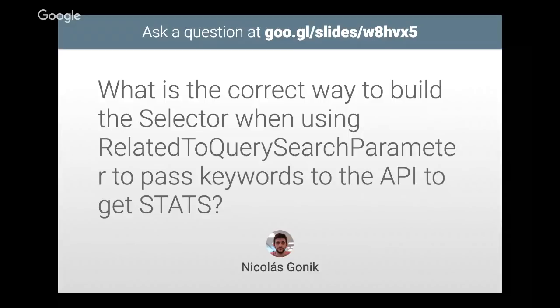Okay, so what is the correct way to build a selector when using the related to query search parameter to pass keyword stats to the API to get stats? Okay, so I think it sounds like you're talking about using the keyword planner APIs to get stats queries. We do have new keyword planner functionality in the Google Ads API, but for the correct way to formulate that query, I'd recommend that you write into AdWords API support at google.com. They can share with you an exact, syntactically correct example of how to formulate this query and help you out.